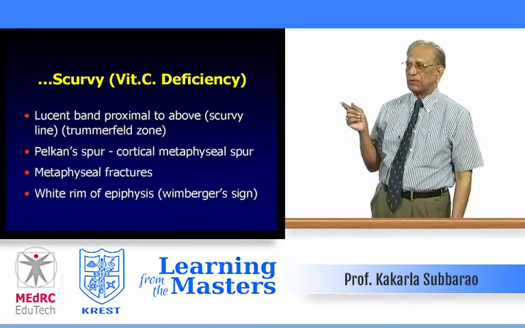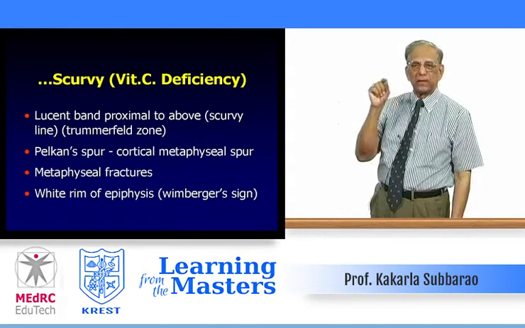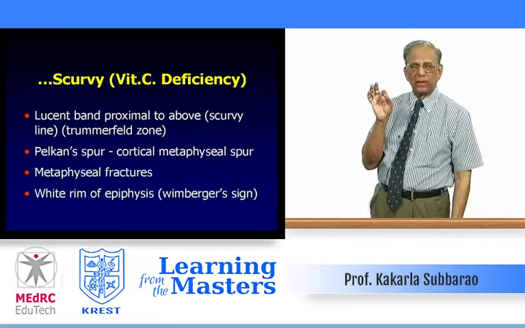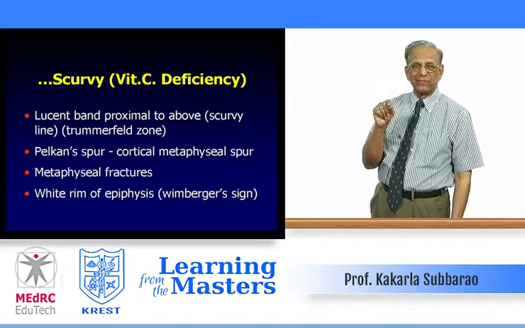White rim of epiphysis, so-called Wimberger's sign. That is, if you take the epiphysis, in the center there is no spongiosa, everything is lucent, whereas the cortical line, as if drawn with a white pencil, is dense. Wimberger, a long time ago, described this.